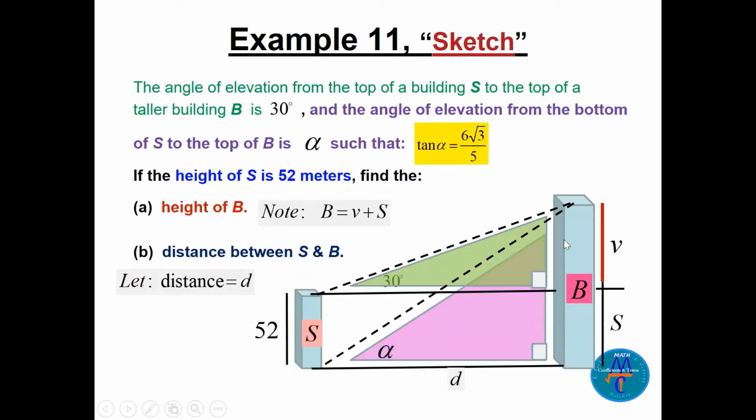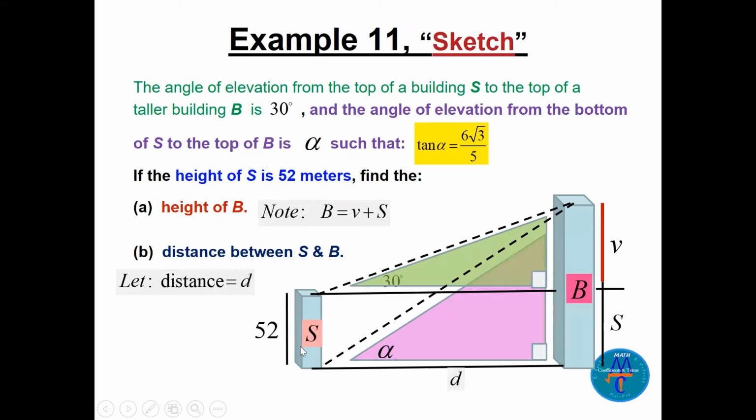Now here, we have a building S. From the top of the building S to the top of the building, the angle of elevation is 30 degrees. So from here is 30 degrees there. And the angle of elevation from the bottom of S, from here, is alpha to the top of capital B. This is alpha here. And we know tan alpha will be 6 square root of 3 divided by 5.